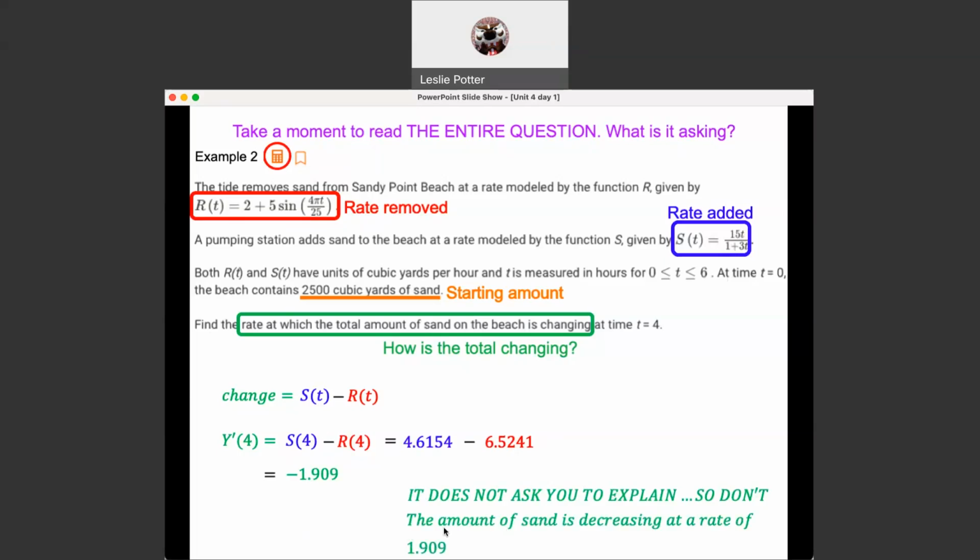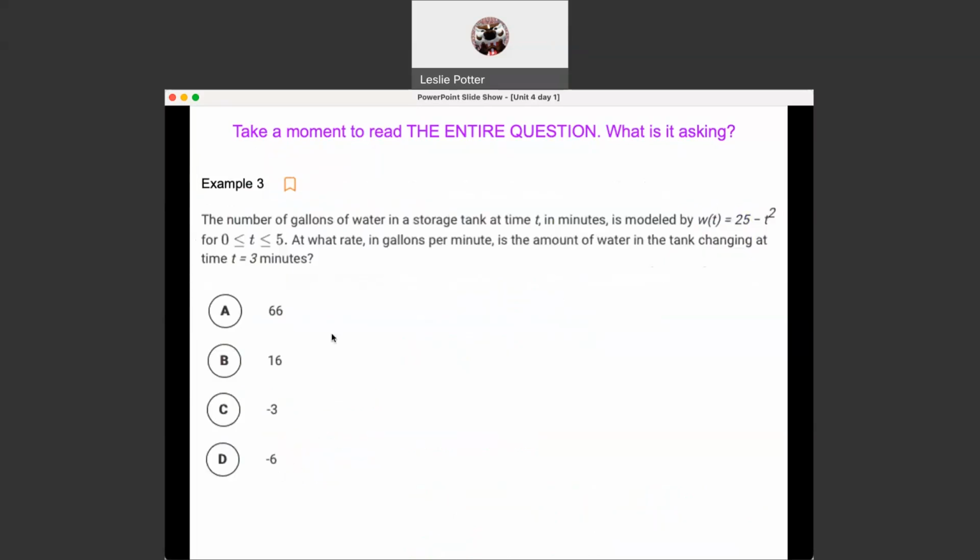So we know, and I already discussed this, that the amount of sand is decreasing. So we can say it's decreasing at 1.909, or we can just say it's negative 1.909. Either one implies decreasing. Okay, let's take a look at this multiple choice question.